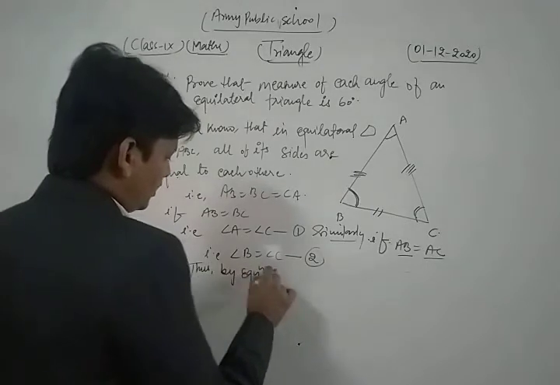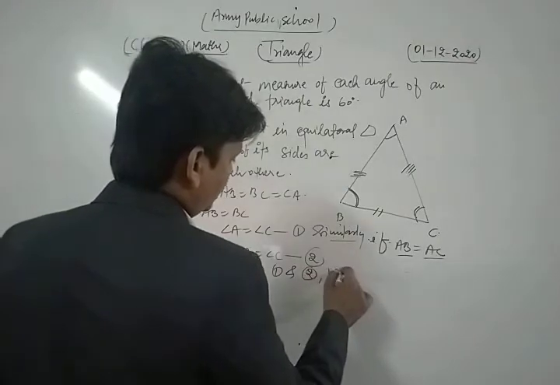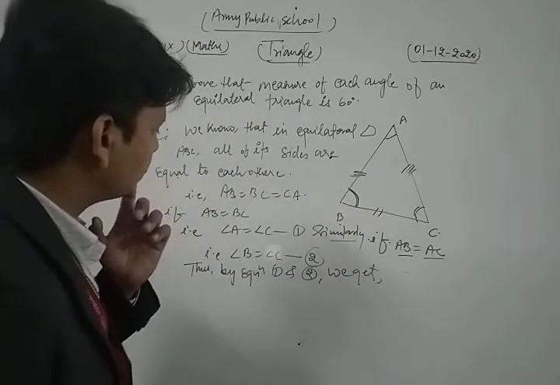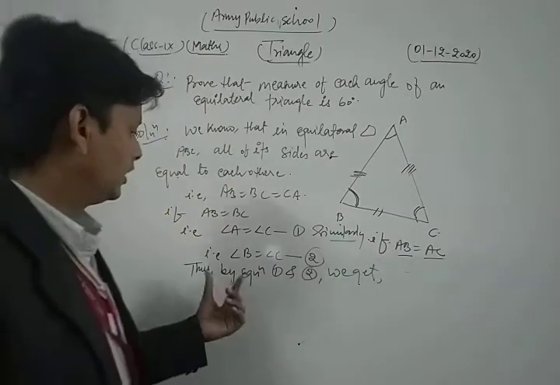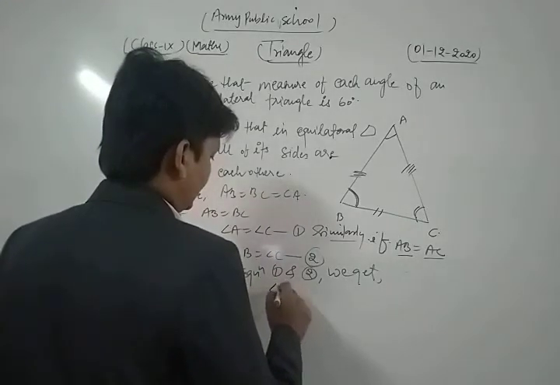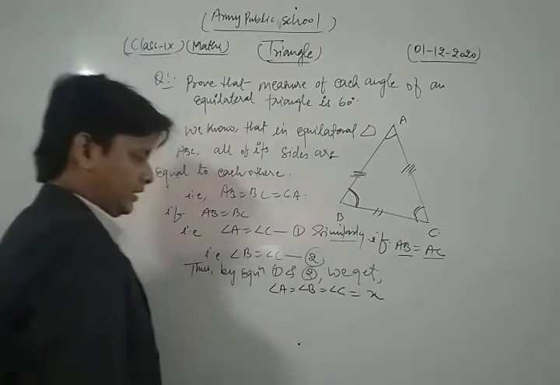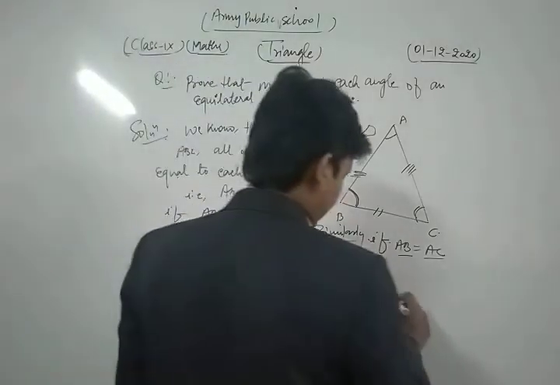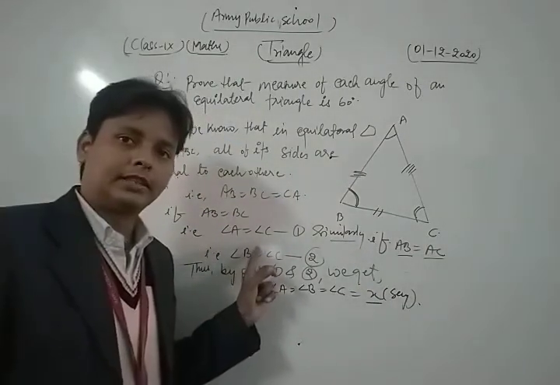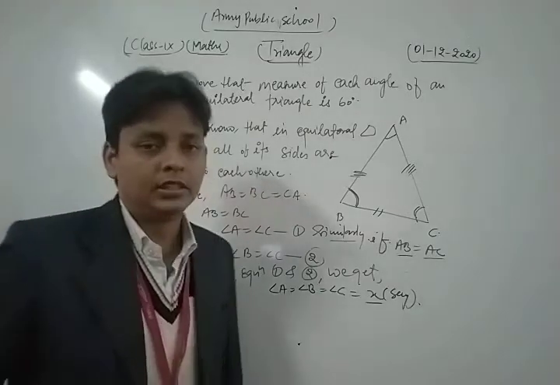Thus by equations 1 and 2, we get angle A is equal to angle B is equal to angle C. Suppose that each is equal to x. By the help of this relation, we get angle A is equal to angle B is equal to angle C.